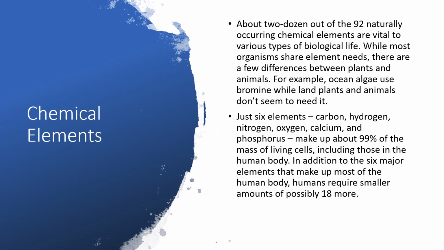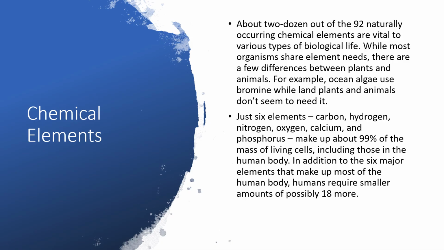So now let us consider the chemical elements. About 24 out of 92 naturally occurring chemical elements are vital to various types of biological life. While most organisms share element needs, there are a few differences between plants and animals. For example, ocean algae use bromine, while land plants and animals don't seem to need it.